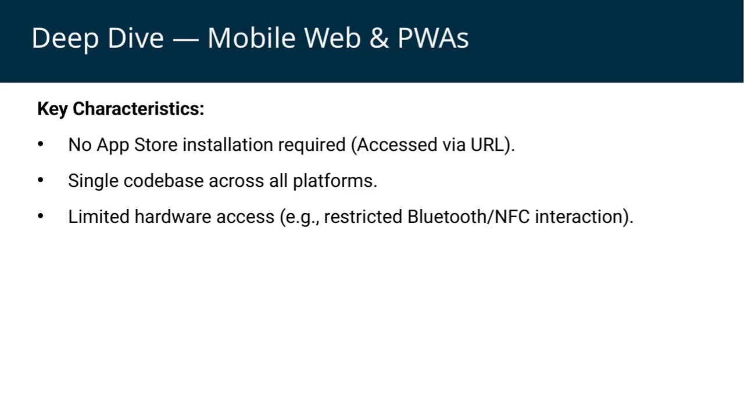Let's look at some key characteristics of mobile web apps and progressive web apps, or PWAs. First, they don't need to be installed through an app store. You just access them via a URL.